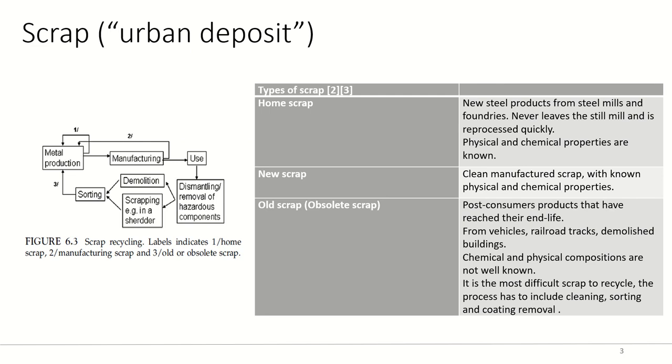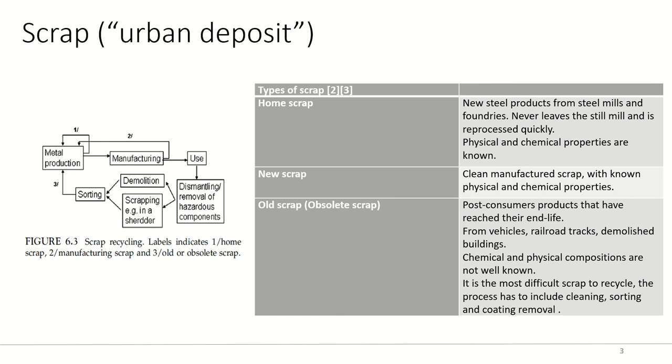So now let's talk about the scrap itself. Steel scraps can be sorted into three categories. We first have the home scrap and the new scrap, which are kind of similar. Both of them won't leave the metal production or the manufacturing, and this makes it a lot easier to recycle them since the chemical composition is known.